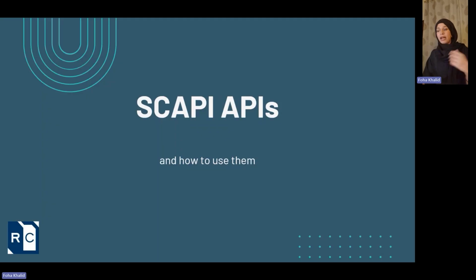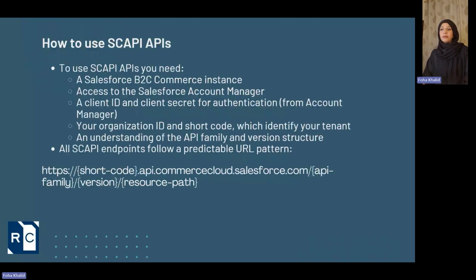Okay, so moving on to SCAPI APIs and how to use them. For SCAPI APIs, there are a couple of prerequisites that you need to do before you're able to use these APIs. Everything that is mentioned over here is something that we've actually covered in the previous workshop. So if you're somebody who's just joined this workshop and you have not yet watched the first two, I would suggest that you do that so that you're able to follow through with this.